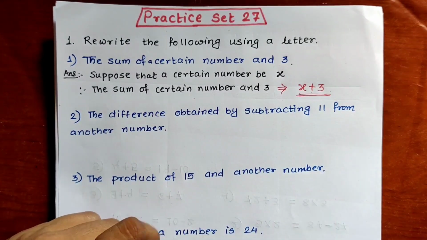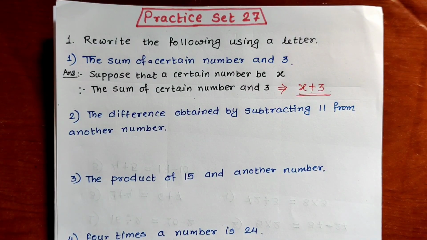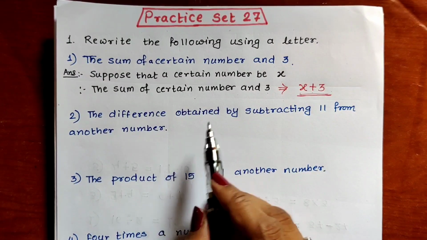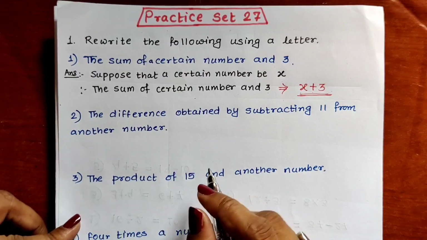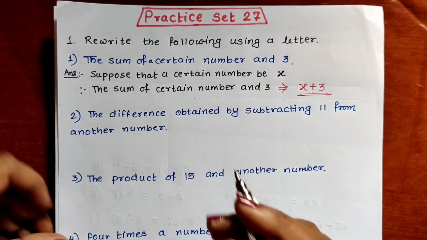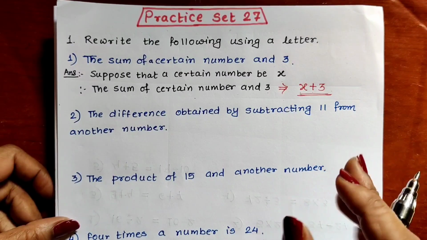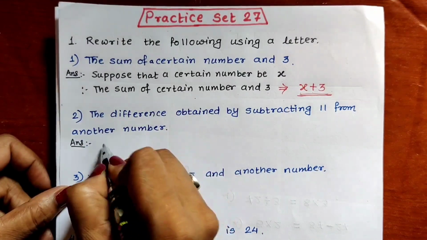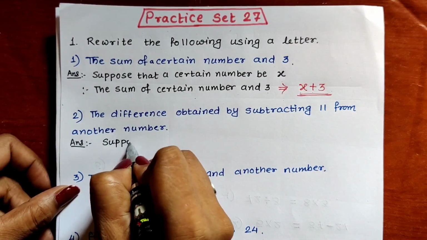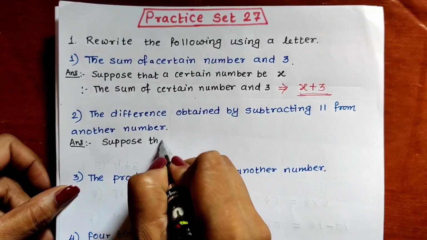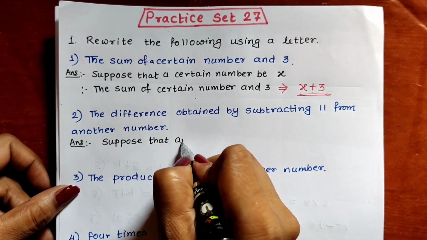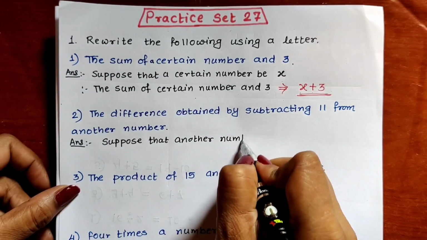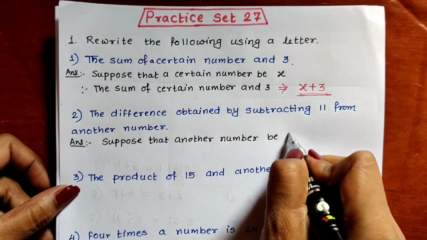Okay. Now let us see the next sentence: the difference obtained by subtracting 11 from another number. Okay. We have to subtract 11 from another number. That another number we don't know. That means we have to assume that another number can be any letter. So let us write. You can write, suppose that another number be y. I write y now.